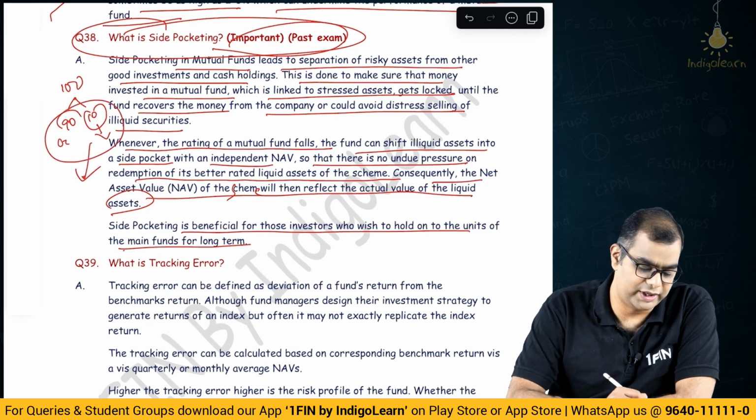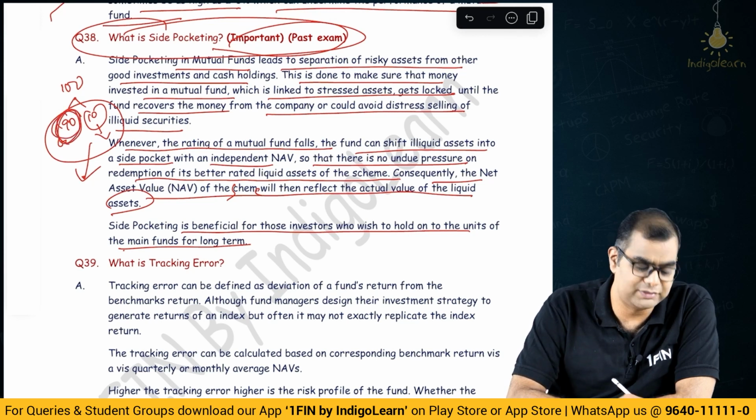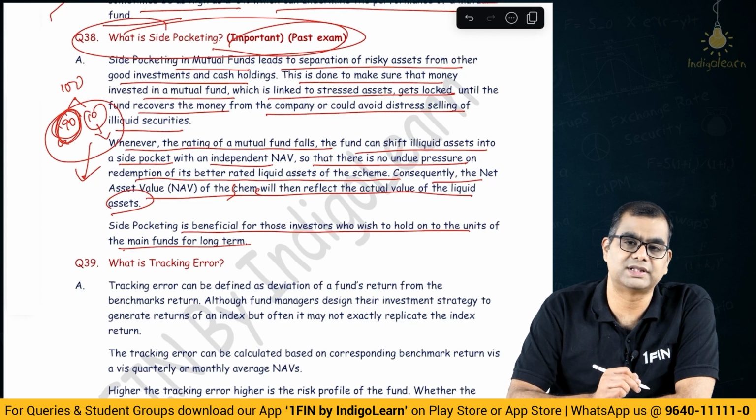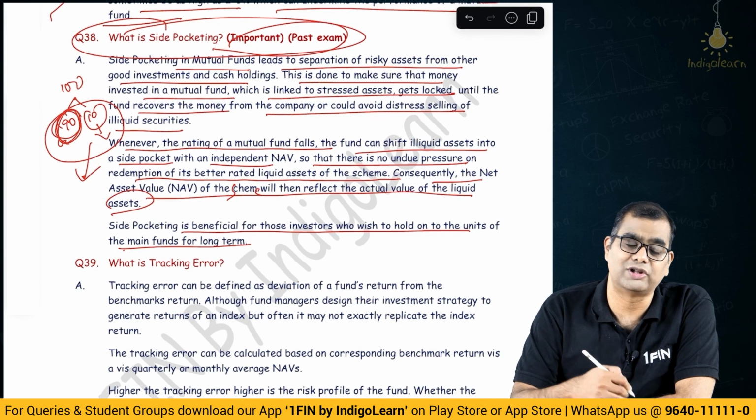So you and I hold probably 1 rupee, 2 rupees, 3 rupees. But when we want the money back, the company has to redeem this money. The company has to sell some good stocks from this 90 and pay us the money. So there could be redemption pressure.